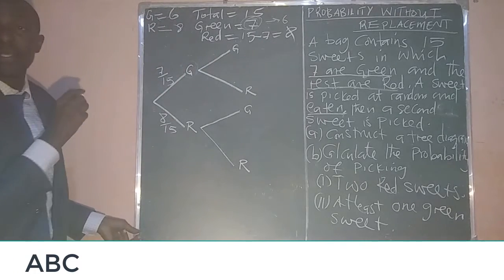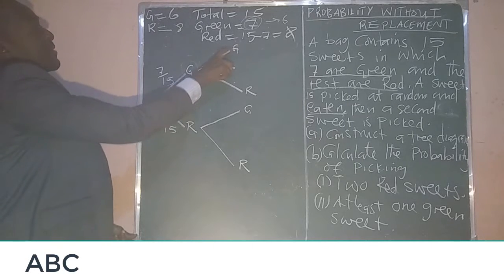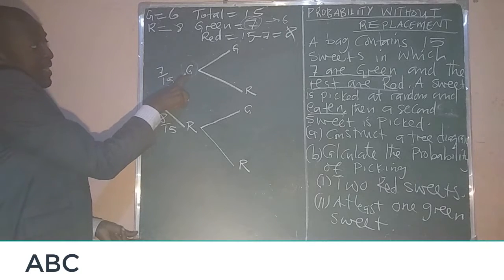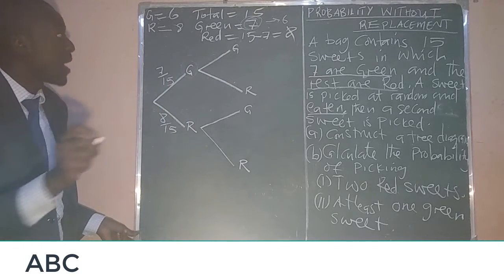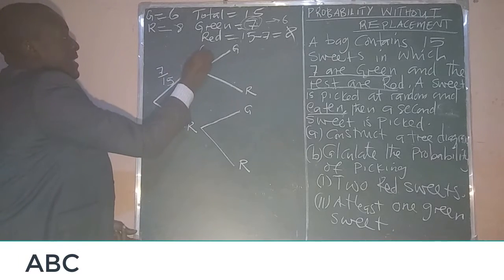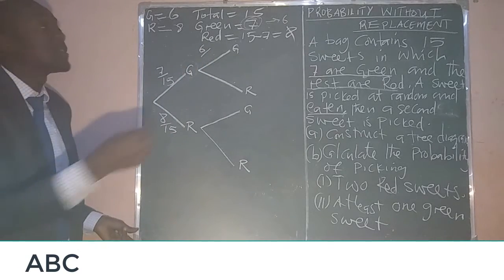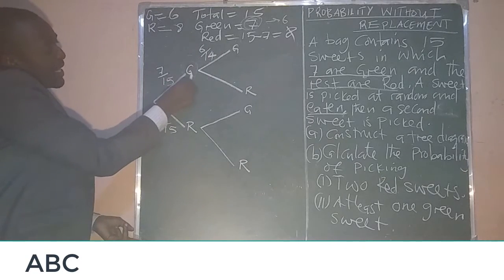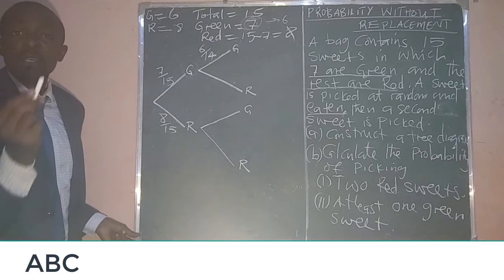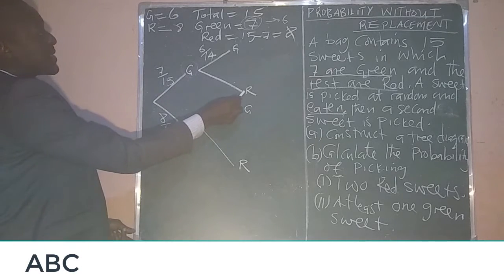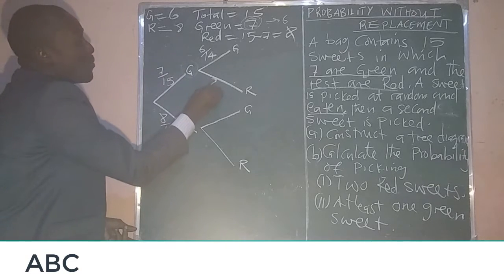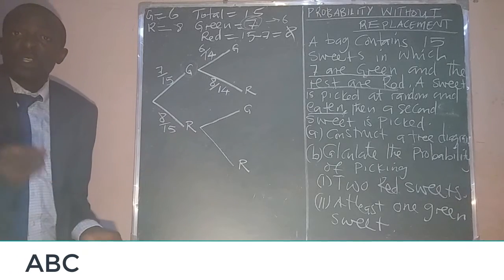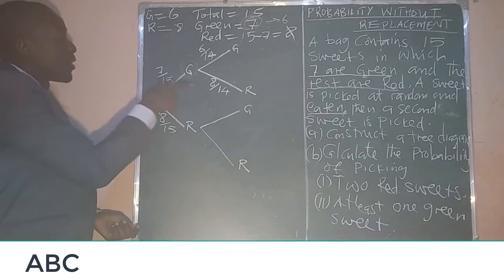And red will still remain the same. You are going to have 8 red sweets. So when you're calculating the probability for green, the number will reduce by 1. Since you have green here, the next green, the number is going to reduce by 1. So from 7, you are going to have 6 here. And the total number will be 14 because it has reduced. Meanwhile, since you picked green, the only number that will reduce is the one for green. Red will remain the same. So red will still be 8, but it will be out of 14, because you picked a sweet which you ate.